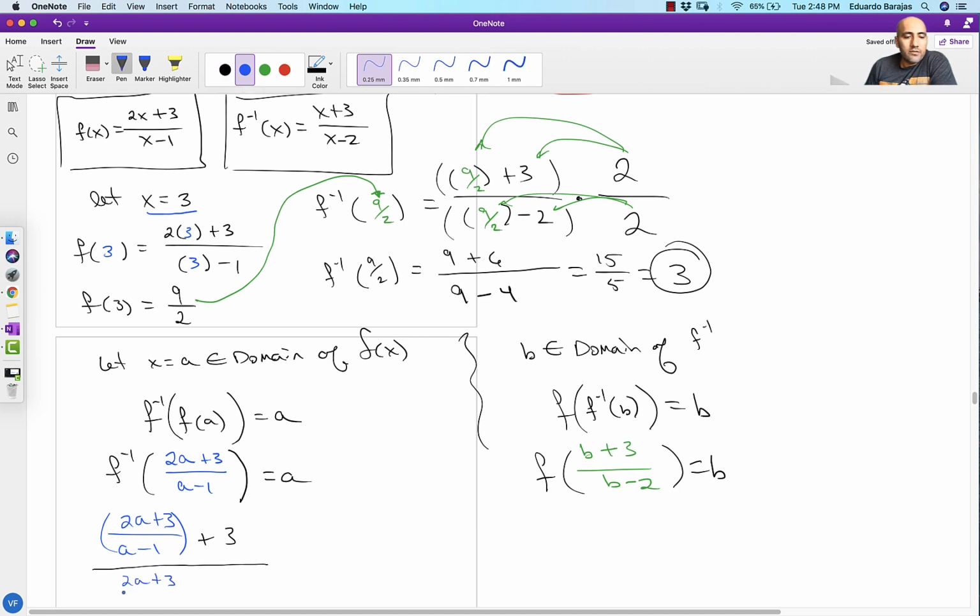2a plus 3 divided by a minus 1, and then that minus 2.